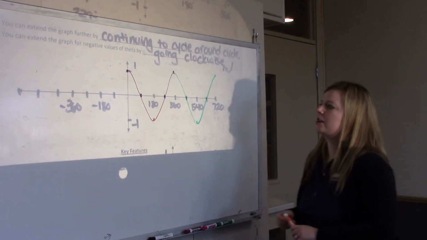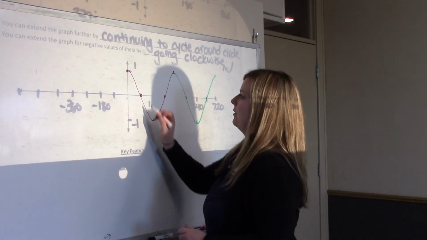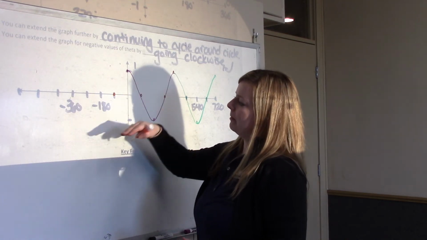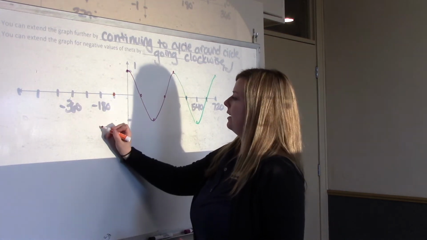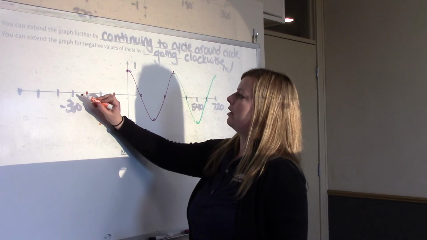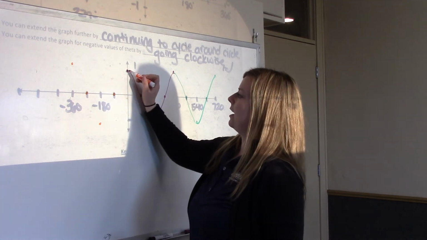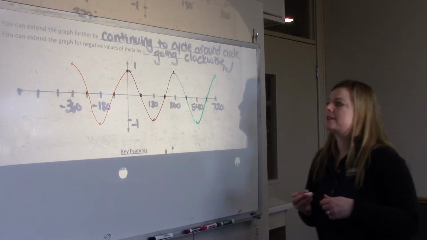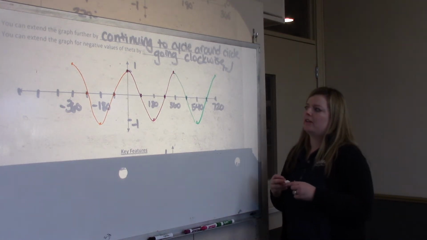In the negative direction, we follow the curve back this way. So at negative 90 degrees, we would be back at 0. At negative 180, we would be down here at negative 1. At negative 270 at 0. And negative 360 is back at positive 1. Okay, so there you go. That's 3 cycles of the cosine curve.